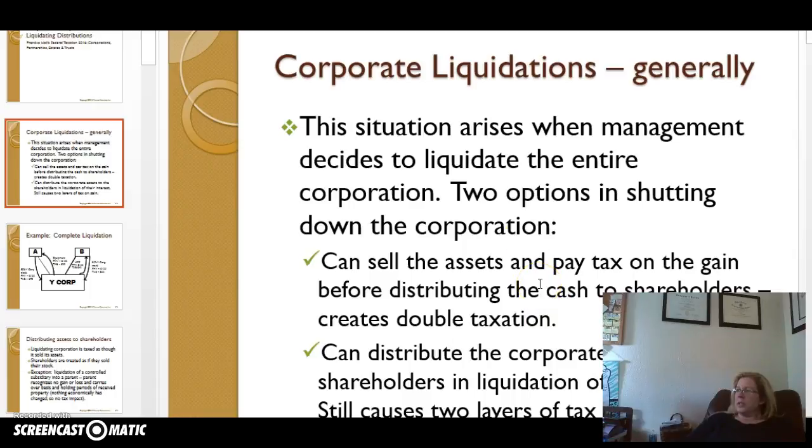And then Chapter 6 covers liquidations. And so this is a situation where management decides to liquidate the entire corporation. In other words, they're not just returning earnings and profits to the owners, they're actually going out of business and shutting down.